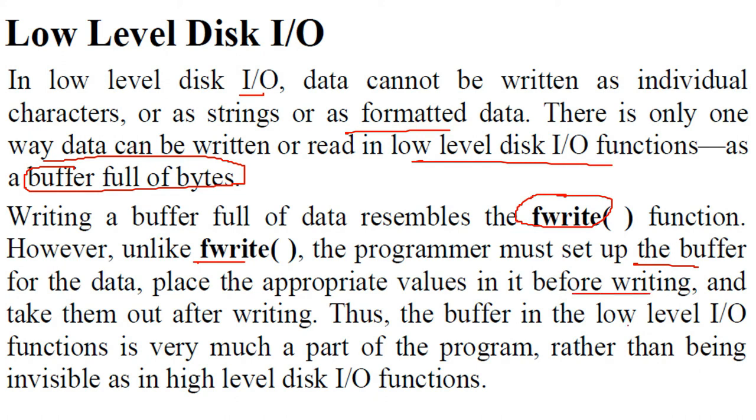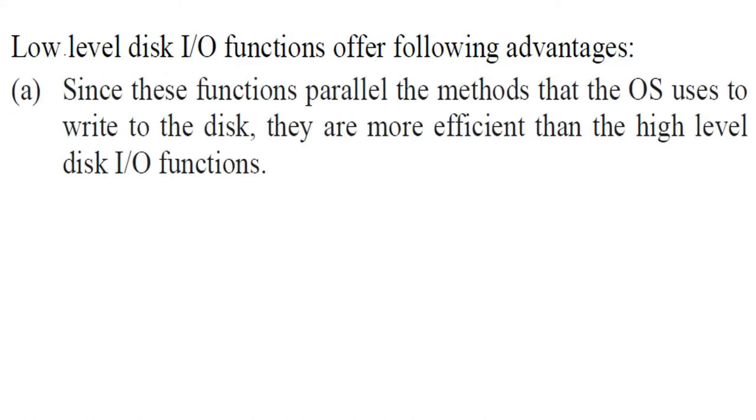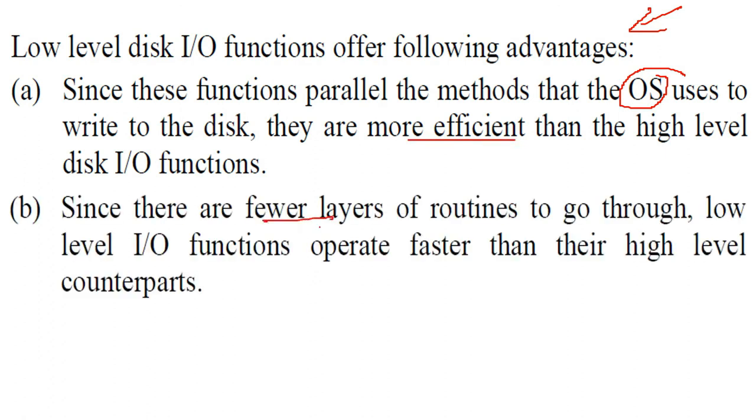So the buffer in the low level input output functions is a part of the program, whereas if we use high level disk IO functions, it is virtually invisible. And these low level disk input output functions offer various advantages. What are these advantages? Since these functions parallel the methods of the operating system used to write to the disk, they are quite efficient compared to the high level disk input output functions. And since we are dealing with fewer layers of routines to go through, these low level input output functions operate faster than their high level counterparts.